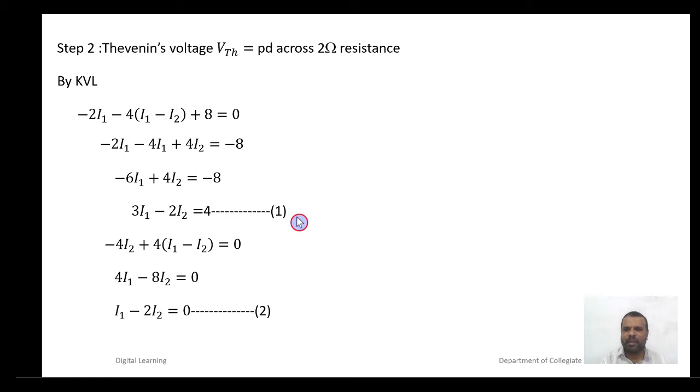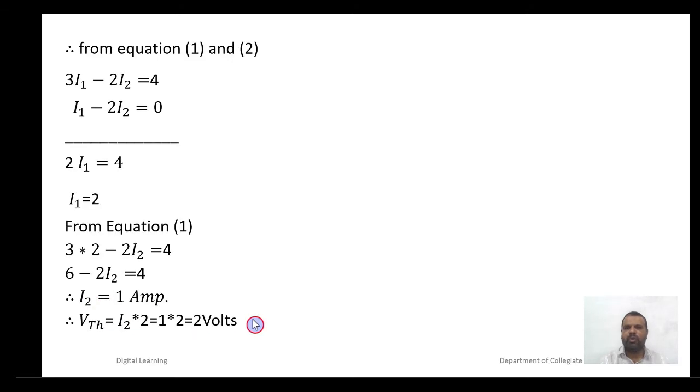Now applying Kirchhoff's voltage law to the second mesh, minus 4I2 plus 4 into (I1 minus I2) is equal to 0, or 4I1 minus 8I2 is equal to 0, or I1 minus 2I2 is equal to 0. Call this equation number 2.